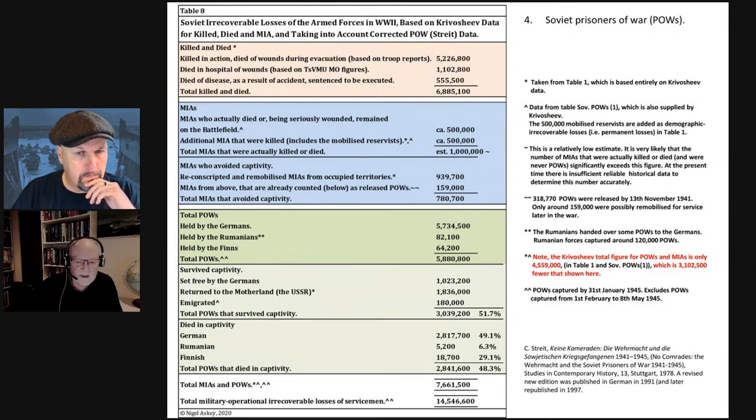That's the numbers. And other people know a lot more about what happened to those men than I do. But yeah, the numbers do back that up.